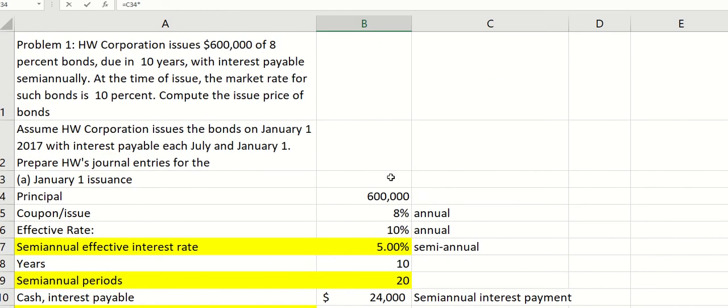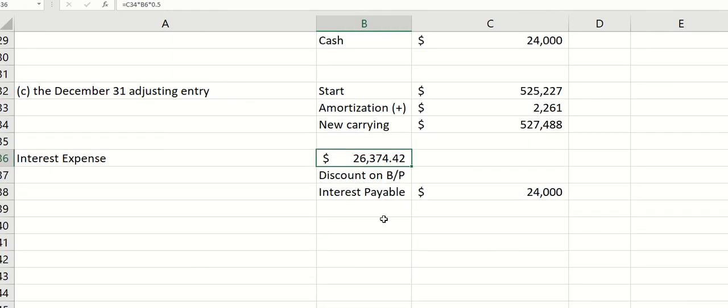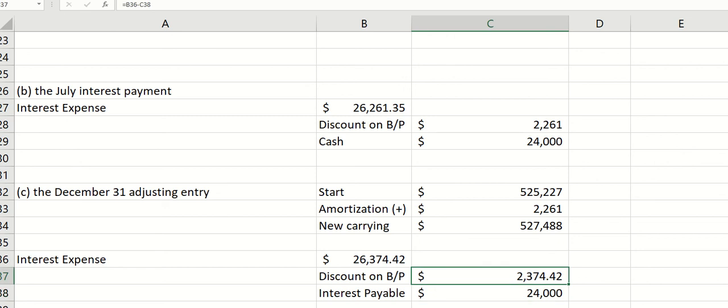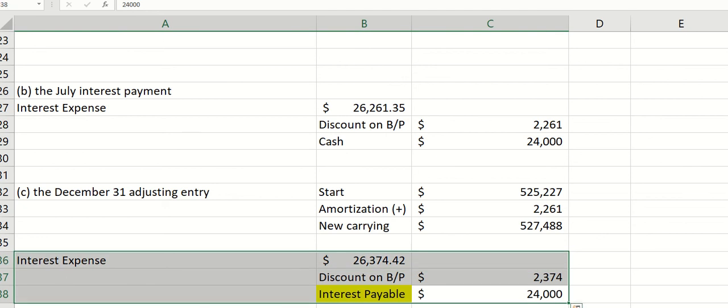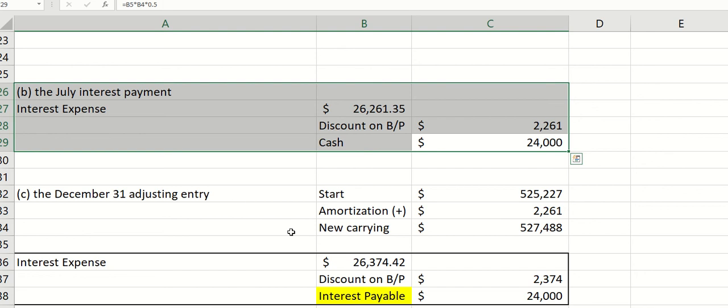Carrying times the effective times semi-annual 0.5. And so every single period our interest expense will increase over here, and then we will do the difference between these two, and our amortization will increase as well. And so this would be your December 31st entry, an adjusting entry because we're incurring interest and haven't paid it yet. This is what would be expected for your December 31st entry and your July entry there. And so, yeah, that's what I'm looking for.